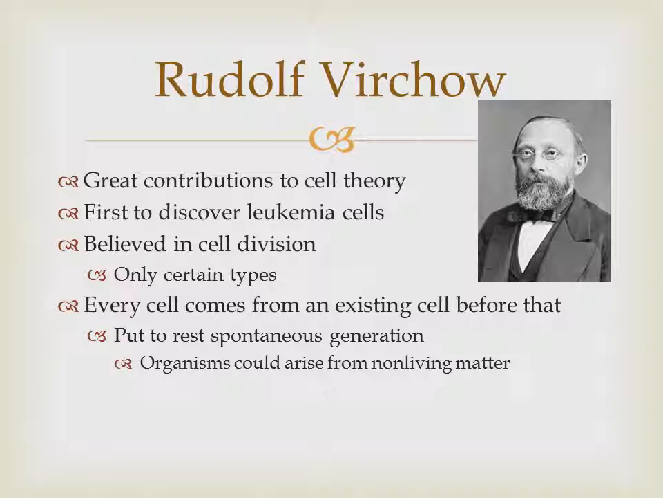He also believed in cell division, but he found out that only certain types of cells divide. He found out that every cell comes from an existing cell before that. So he put to rest the idea of spontaneous generation, which is what they believed prior to the 19th century, which meant organisms could arise from non-living matter.